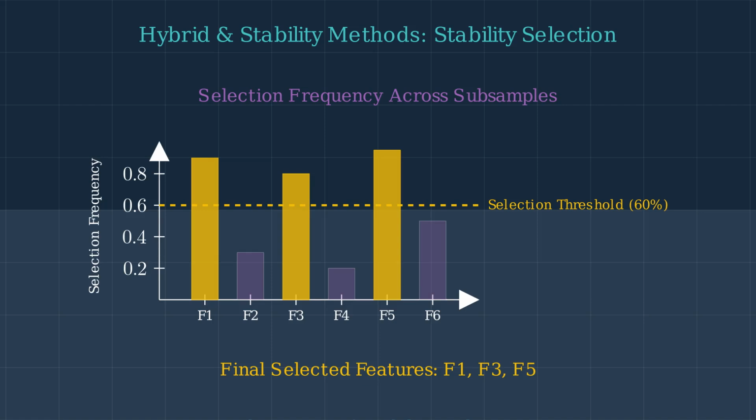It's more robust than single-pass methods, reduces false positive selections, controls for randomness in the selection process, and works particularly well with high-dimensional data.